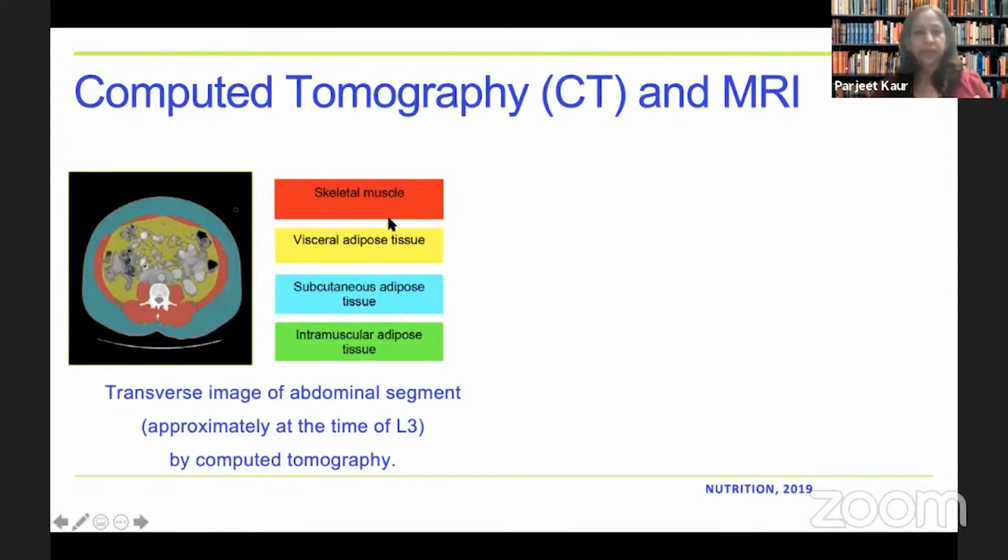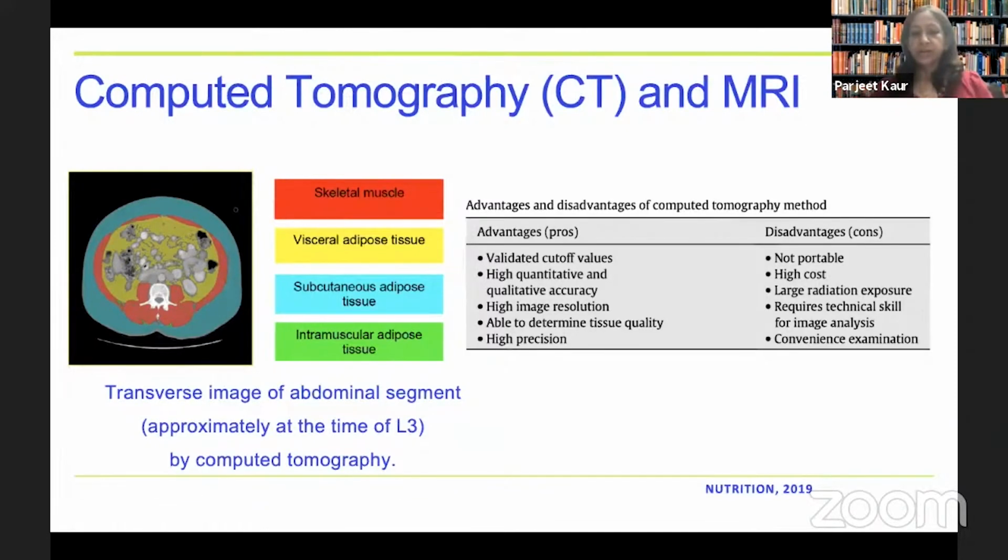Here you can measure the skeletal muscle mass, you can see the visceral adipose tissue, you can see subcutaneous, and even the intramuscular. So it is giving you an idea about ectopic, visceral, skeletal muscle mass, everything about it. Advantages, as I just discussed, is giving you distribution very nicely, high precision, very high accuracy. Disadvantage, the major one of CT scan will always be radiation exposure. Along with that, it's not portable, it has got high cost.